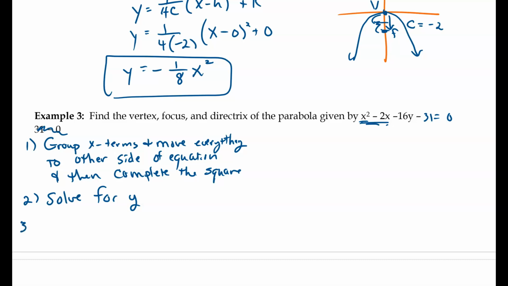And then the last thing you do is find c, and then you use that to find your focus and your directrix. All right, so let's do this one together. I'm going to do this one in red.